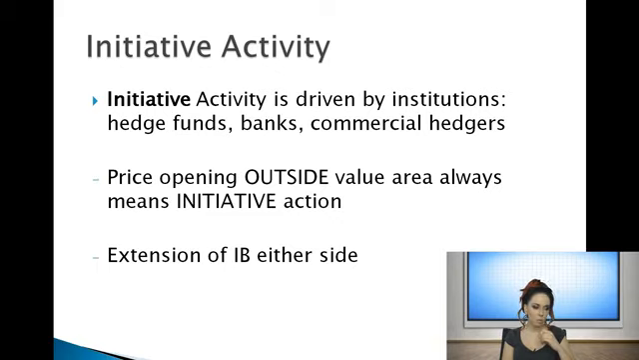So if market opens above value area and continues to go higher, this is called initiative buying. If it opens below value and continues to fall, eventually extending the current day's initial balance to the downside, this is considered initiative selling. When it comes to commodities, when we're talking about institutions, like in crude oil, it's usually the commercial hedgers who are the ones extending initial balance and creating initiative activity.